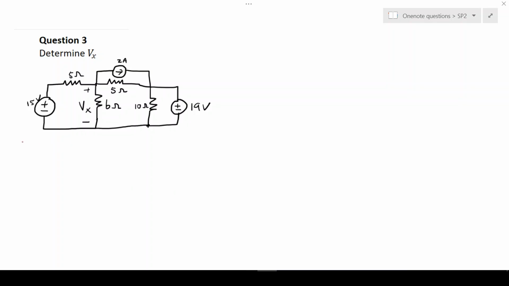So we'll have the voltage Vx due to the 15 volt source, and in place of the 19 volt source, we're going to have a short circuit, and because of that short circuit, the 10 ohm resistor will then be bypassed, resulting in a more simplified circuit.